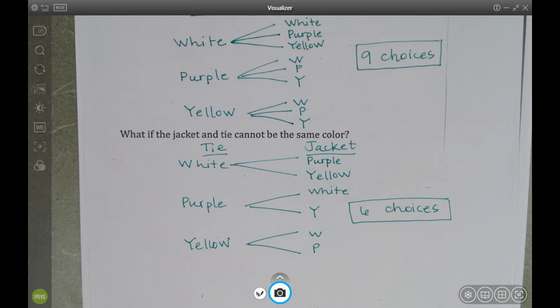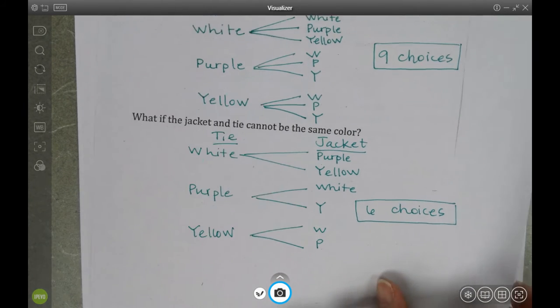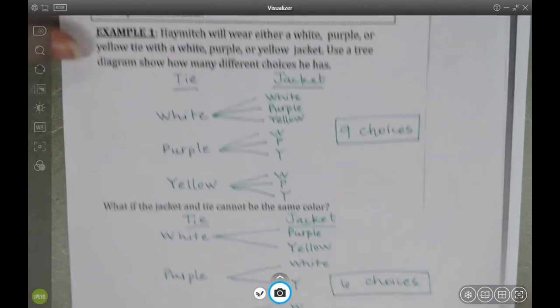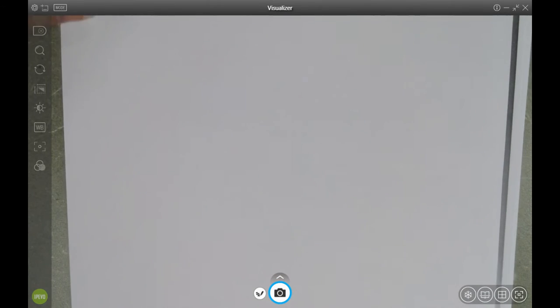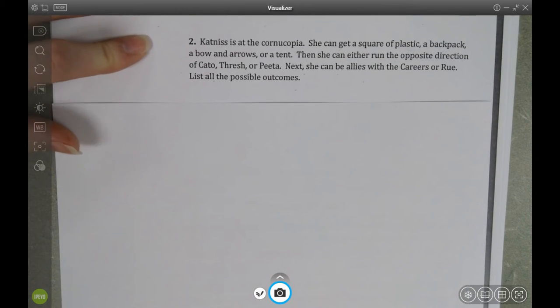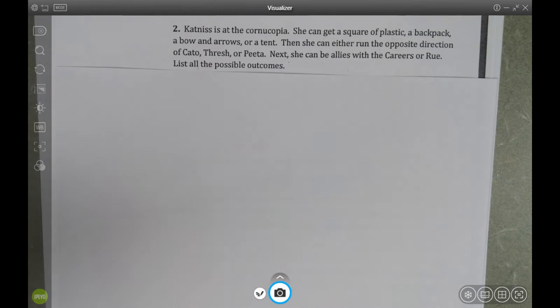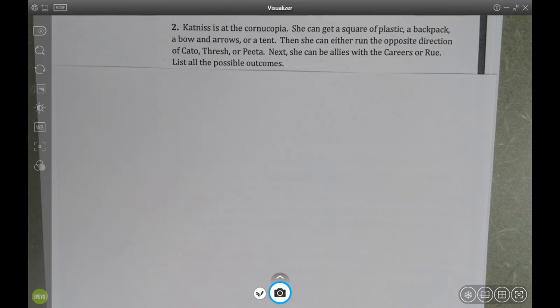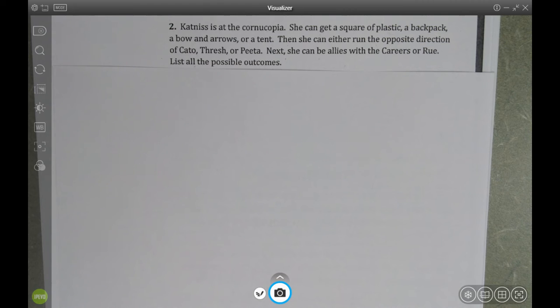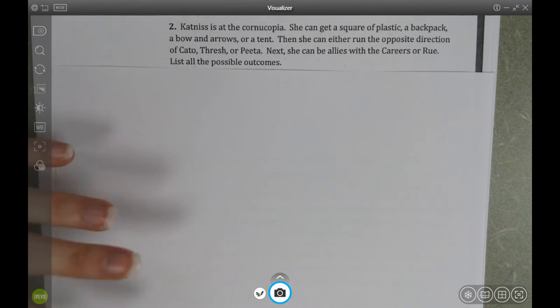Okay, this next example, the tree diagram, there's not really a ton of space for it. Okay, so you can put yours wherever you want. I'm going to write it under here on this paper because I can't write tiny and everybody see. So you can just write and abbreviate and do what you need to do to make it fit on your paper. Okay, so Katniss is at the cornucopia. She can get a square of plastic, a backpack, a bow, and arrows, or a tent. Then she can run in the opposite direction of Cato, Thresh, or Peta. Next, she can be allies with the careers or Rue. List all the possible outcomes.